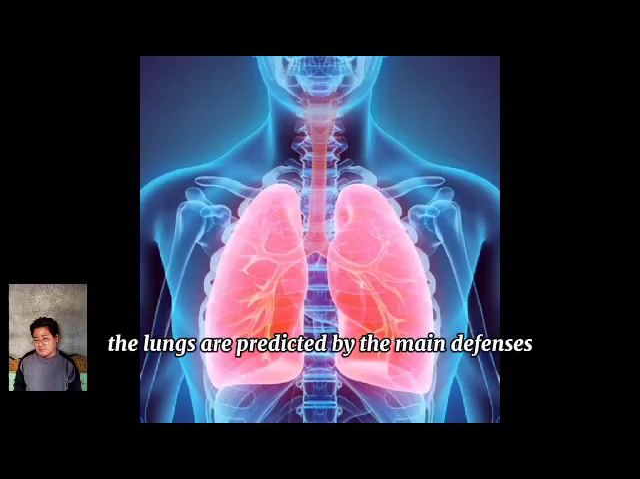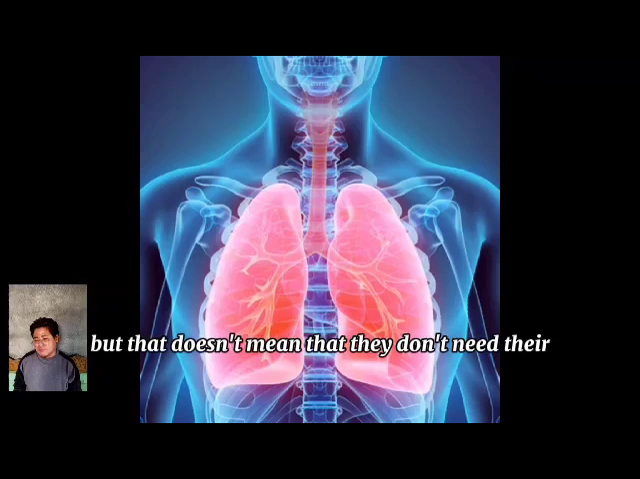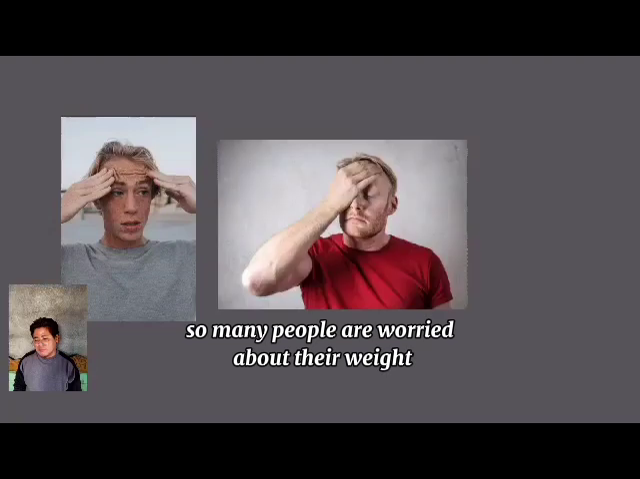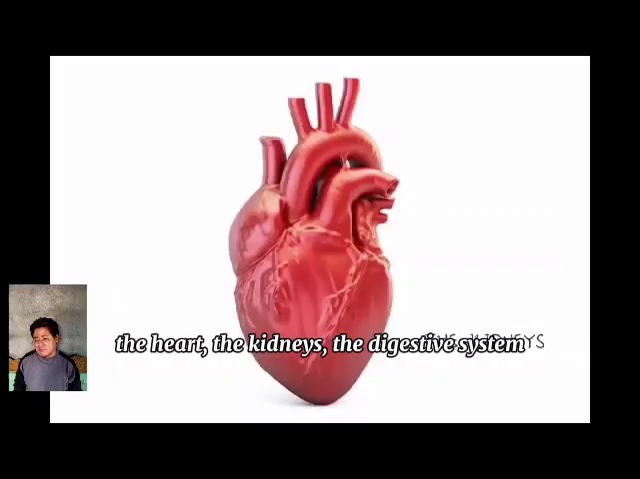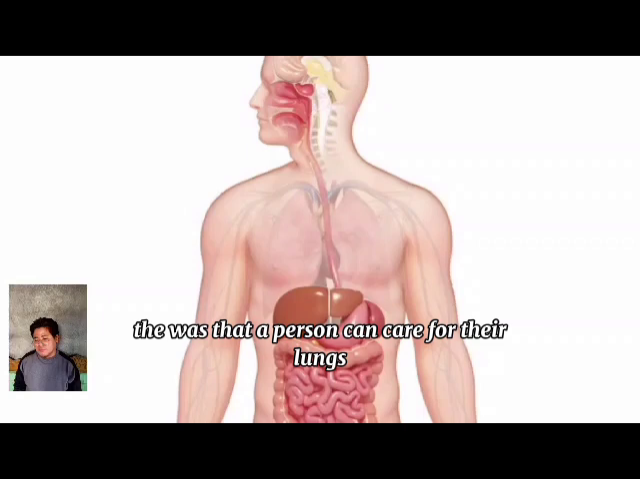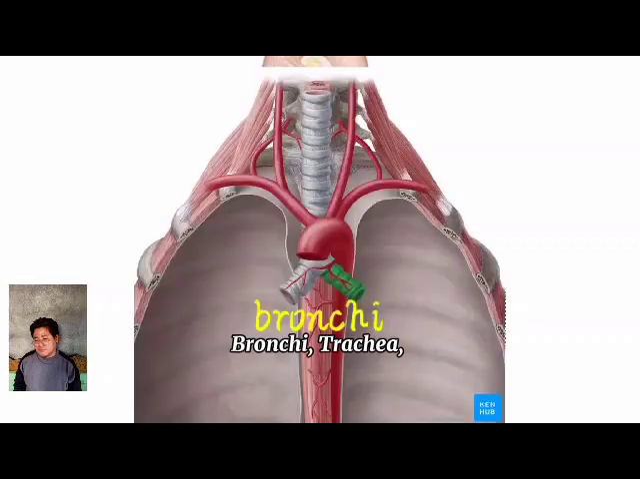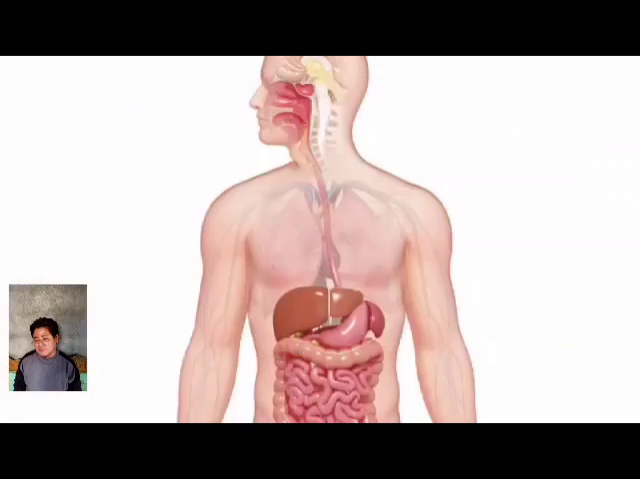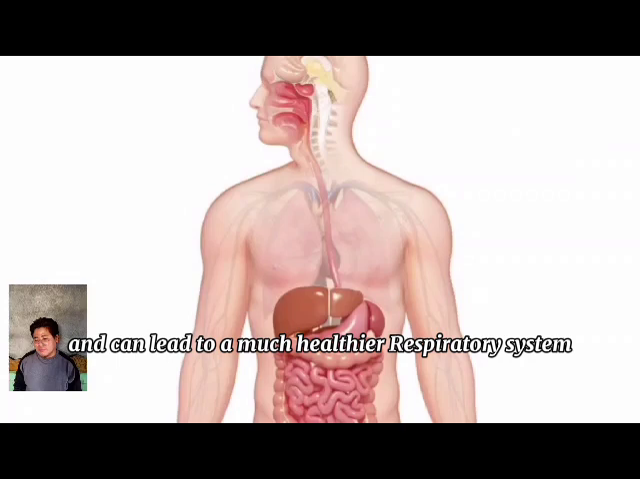swallowed. The lungs are protected by many defenses, but that doesn't mean they don't need their person to take care of them. Many people worry about the heart, the kidneys, and the digestive system, but overlook the many ways that they can care for their respiratory system. It's important to consider the ways a person can care for their lungs, bronchi, trachea, and diaphragm. A few simple considerations can lead to a much healthier respiratory system.